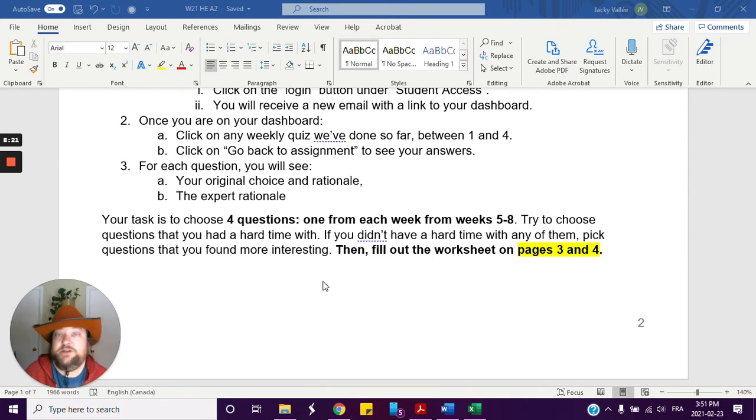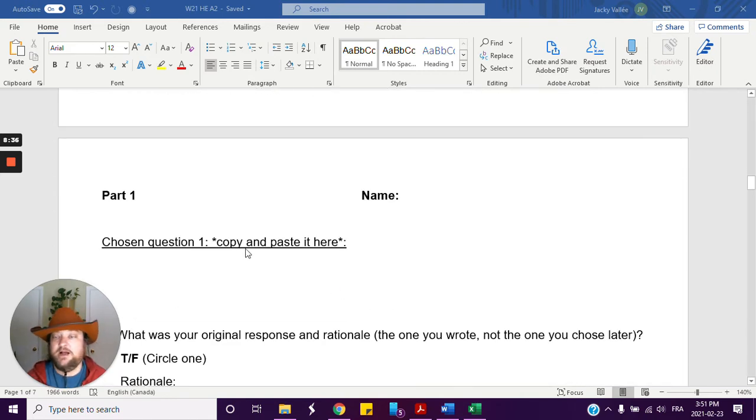Or if you didn't struggle with any of them because you're into this and this has all been easy for you, and your rationales have all been similar to the expert rationale, then just go with ones that you find more interesting. Okay, and here's the worksheet.